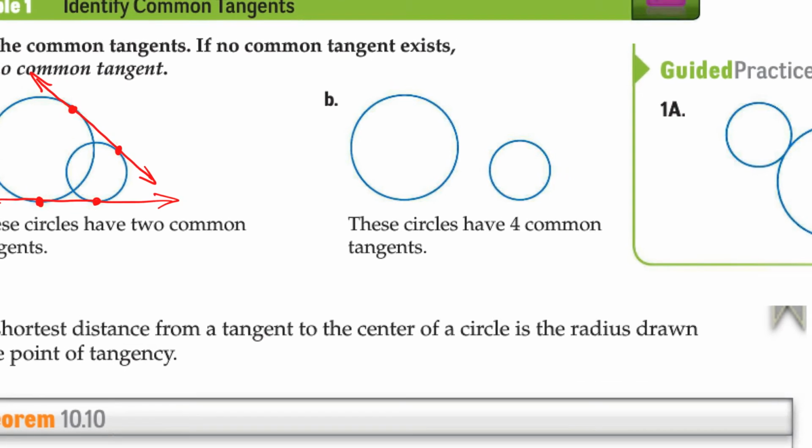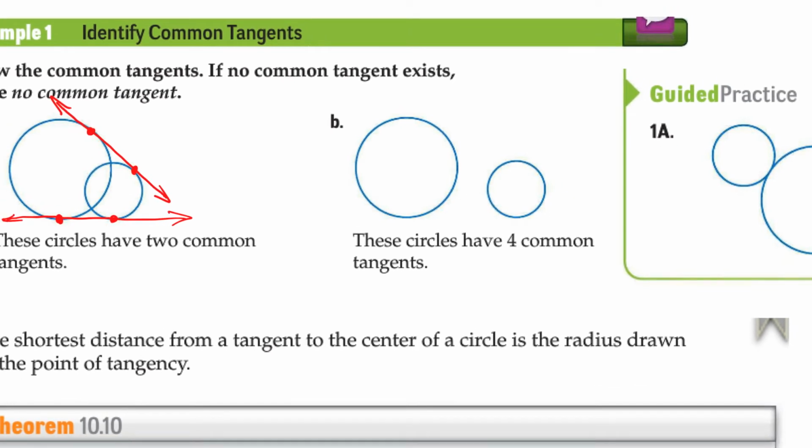On this one, how many common tangents could we draw? 4. Right? So you'd have here's 1, here's 2, here's 3, and then here's the 4th one.